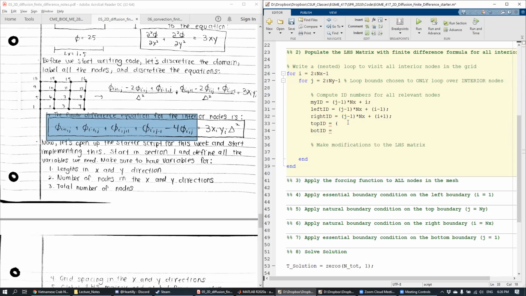Now let's write out the equation for top ID. For top ID, we're going to use the same equation as my ID here, but instead of j, our top ID has j plus 1. So we have j minus 1 plus 1, and the minus 1 and plus 1 are going to cancel out. So we just have j times nx plus I. And for the bottom ID, we're going to have j minus 2 plus I. All right, any questions on how we computed these ID numbers here?